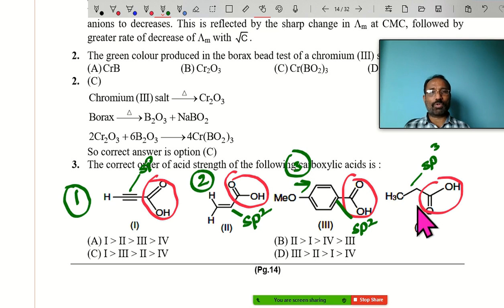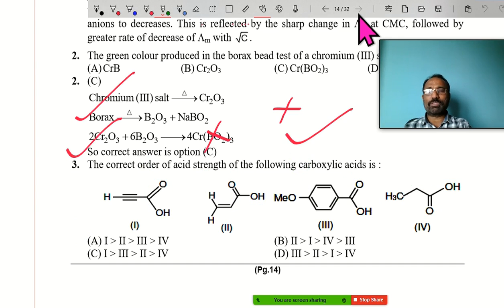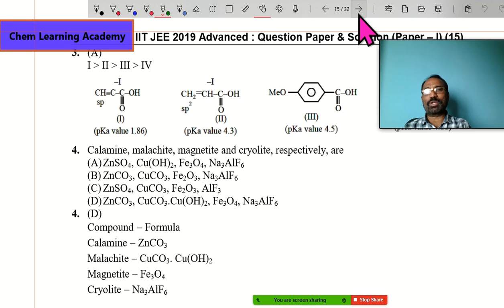And in case of the fourth option, here the COOH group is attached to the sp3 carbon, and the methyl group shows the plus I effect. Due to plus I effect, the acidic strength decreases. Therefore, it is the fourth one. Means, what is the correct order? 1, 2, 3, 4. Therefore, the right answer is 1. We can also explain on the basis of the pKa values. The acid which has the lower pKa is more acidic.